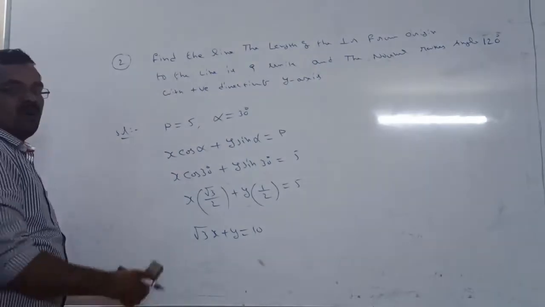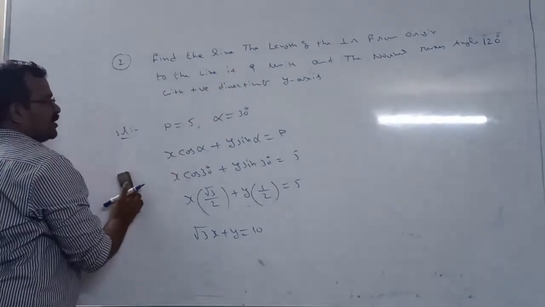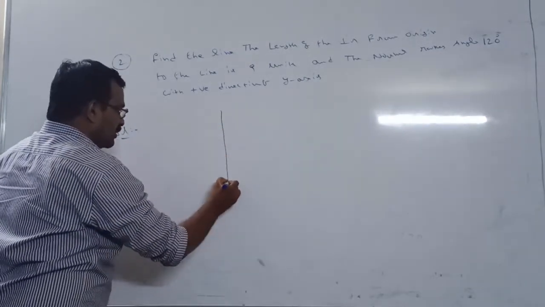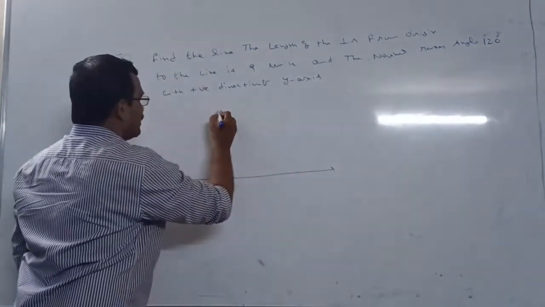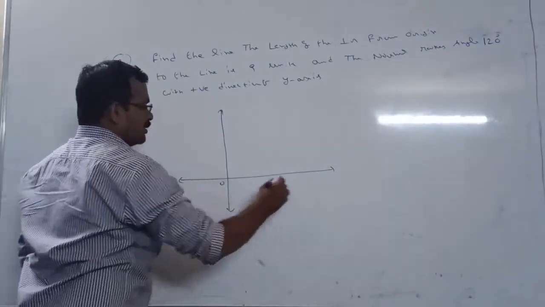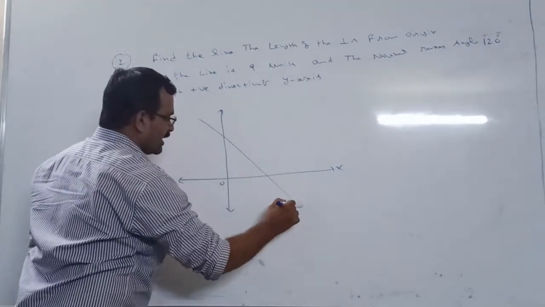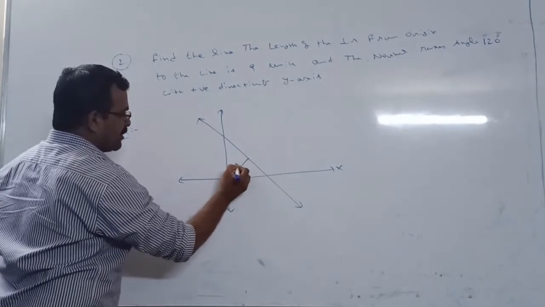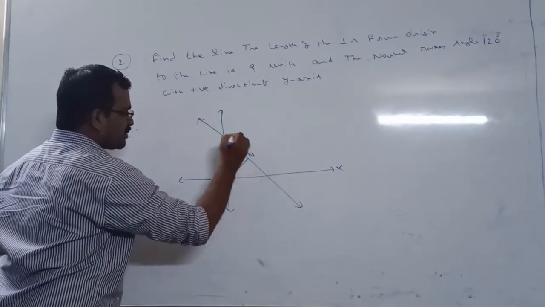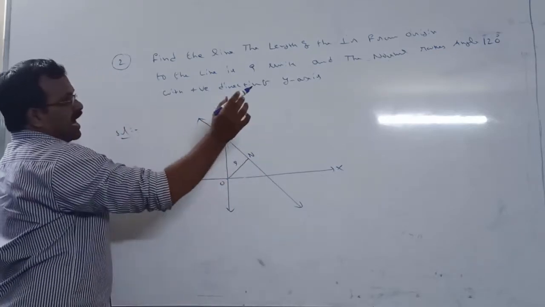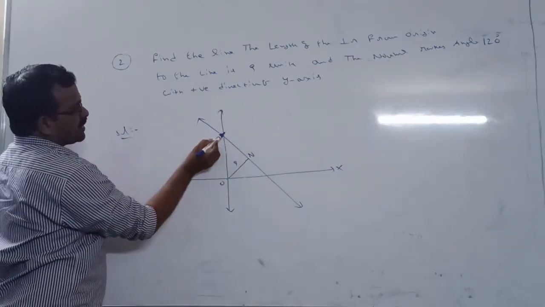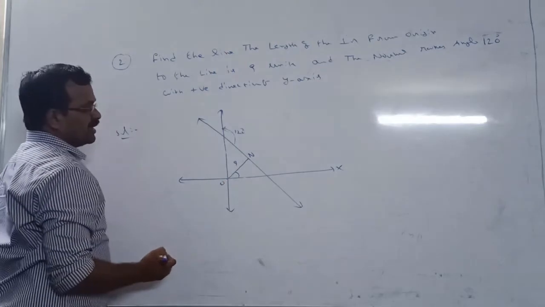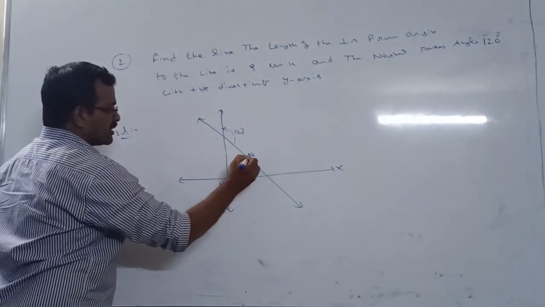But in this question, what is alpha? P is clear, no doubt. What is alpha? You can draw the diagram and see. Obviously the length of the perpendicular from the origin to the line is given, so the p value is 9. This is the normal. Here they gave the angle 120 with the positive direction of the y-axis, but I want this angle.